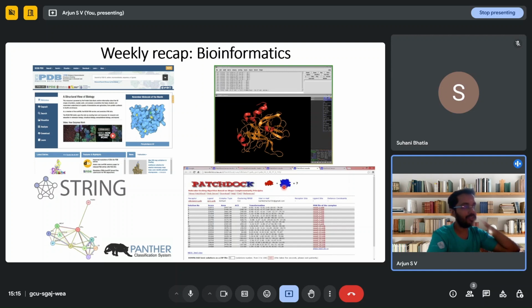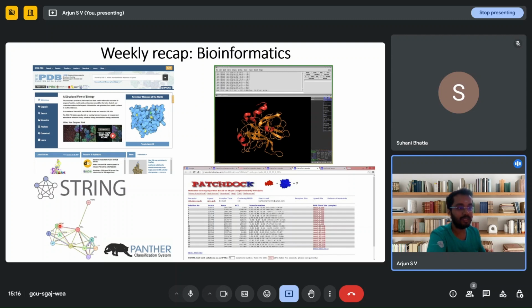In this bioinformatics recap, we saw more about how to access the Protein Data Bank, also called PDB. Generally, you type a four-letter code in this PDB database, and it will give you more information about how the protein is structured and the composition of its amino acids. We also saw more about a software called String, or StringDB, which is used to study the interacting molecules with the protein.